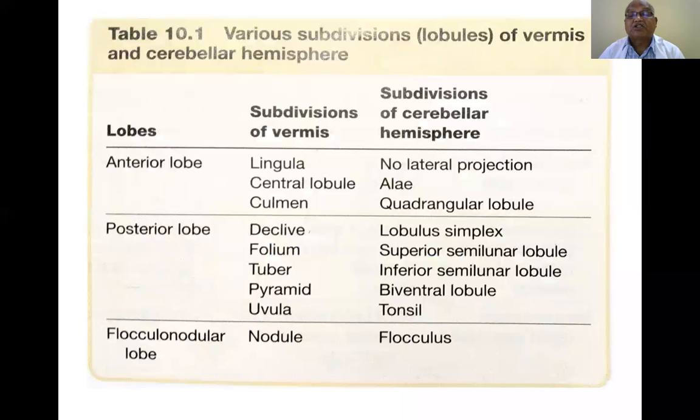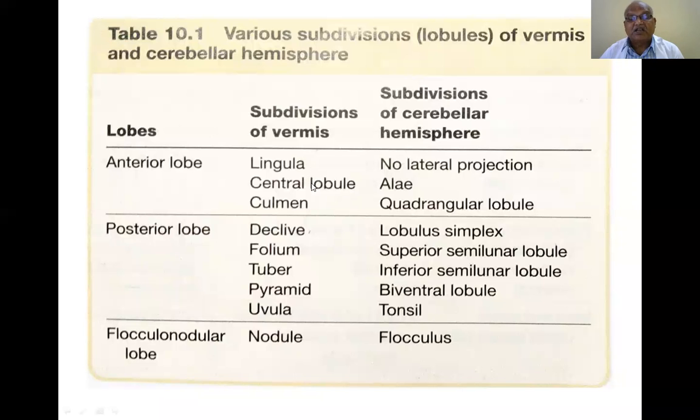Now, various subdivisions, the lobules of the vermis and cerebellar hemisphere. This is a tabular form given in all standard textbooks. The cerebellum is connected in the center by the vermis, with the right and left cerebellar hemispheres. The cerebellum is divided into anterior lobe, posterior lobe and flocculonodular lobe, which correspond with the subdivisions of the vermis and the cerebellar hemispheres.